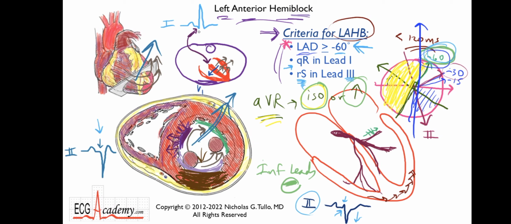Well, you want to see that septal Q wave in an anterior hemiblock because you want to know that the septal branch is working and that you don't have an incomplete left bundle branch block, where you would normally lose the septal activation.